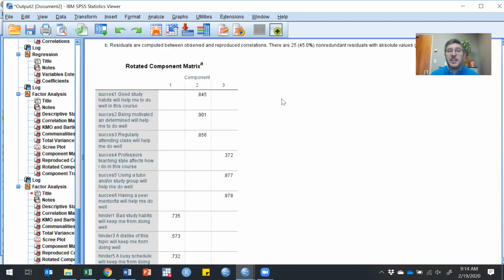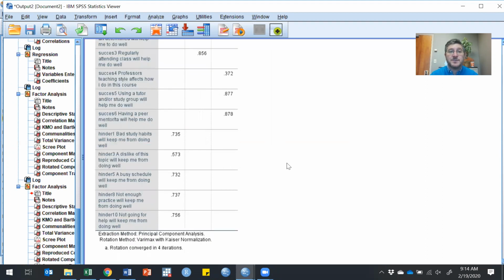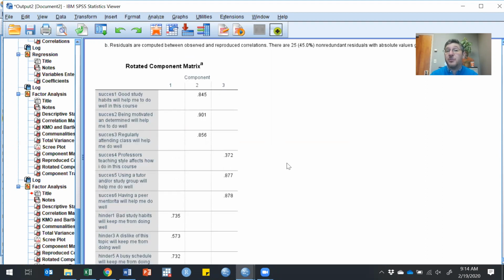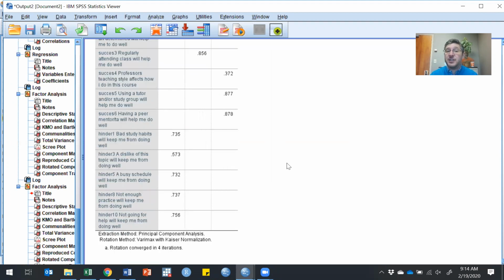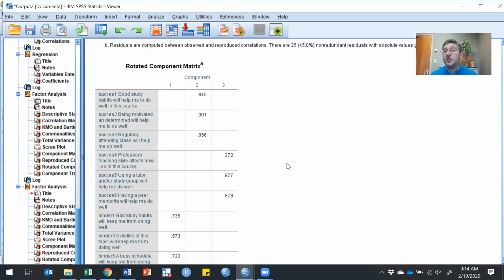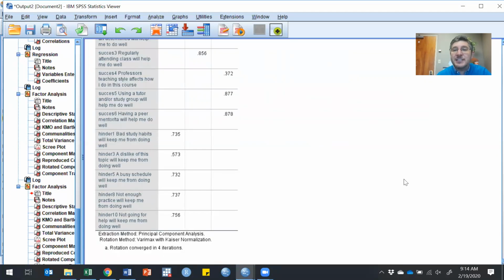But we can also look at our rotated component matrix and look for cross-loadings here. It doesn't look like any variables are cross-loading on any of the other components, at least not to an extent greater than 0.32. We might go ahead and proceed with starting to name our components in this case.